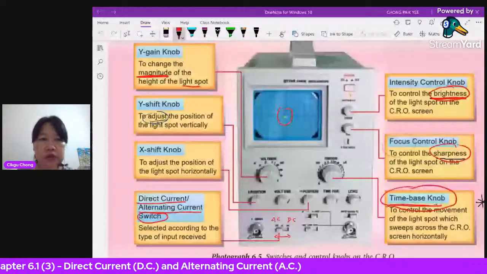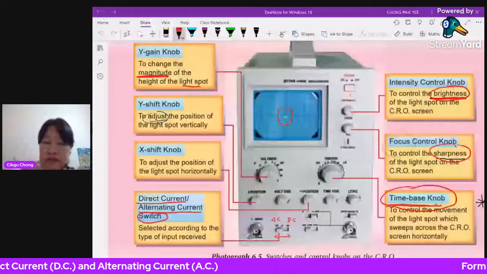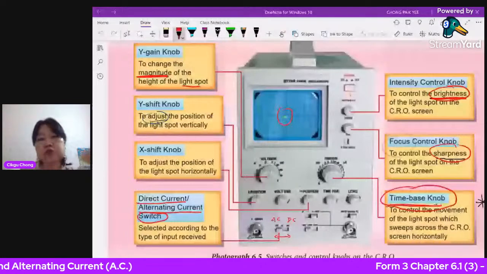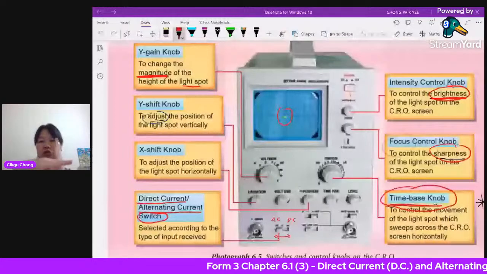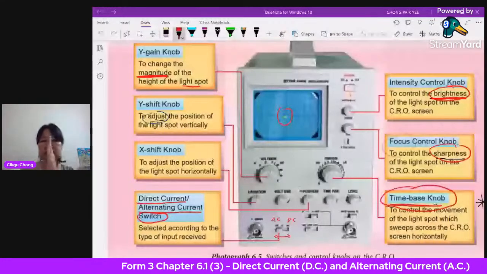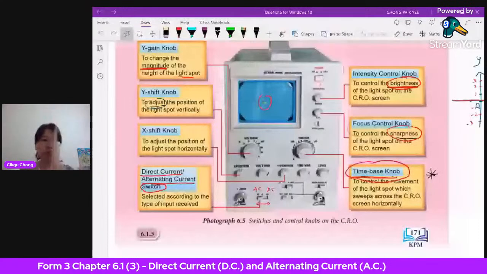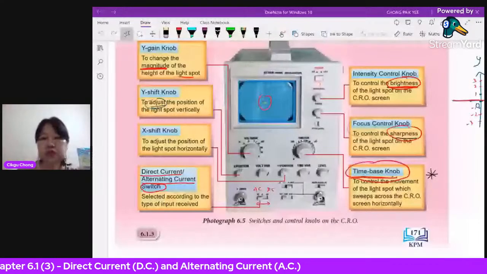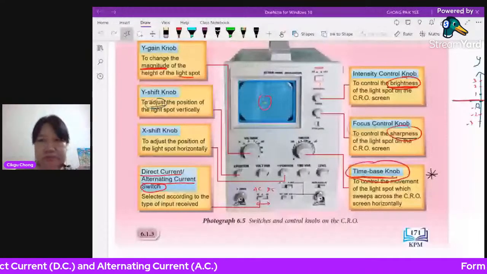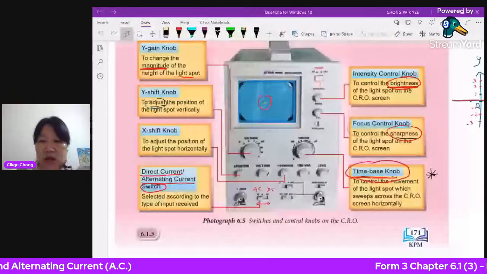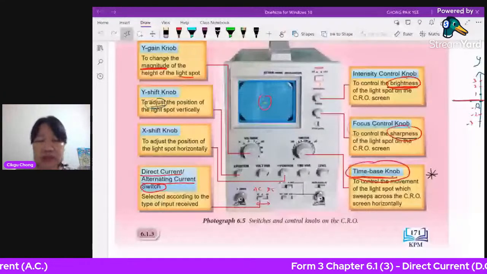So you just remember that you have these knobs here to change the magnitude of the light spot, and also to control the movement, whether you want it to move sideways or up and down. So you change this by turning the knob. Okay, now let's look at how it works. Then from here, you can see what the pattern is.